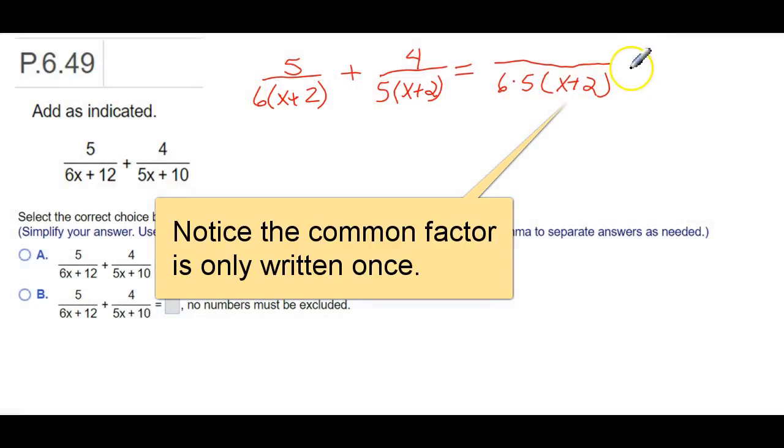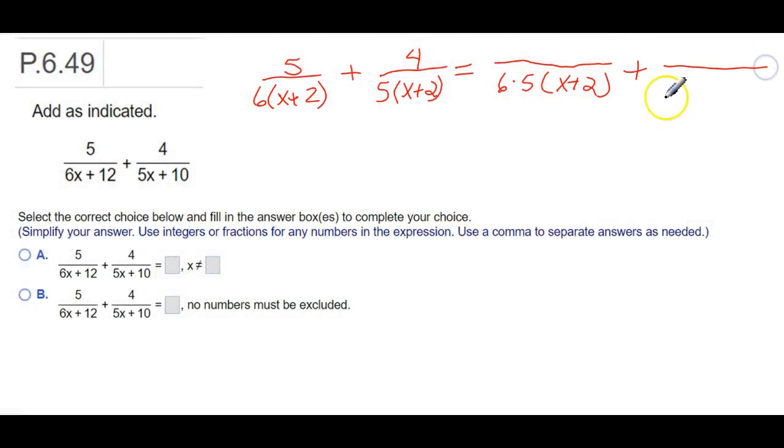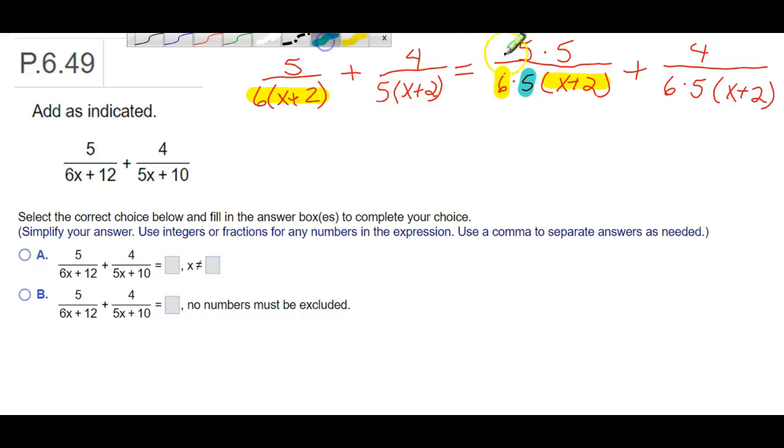And then I'm going to add, and the other fraction is going to have the same thing, 6, 5, and x plus 2. And then the 5 and the 4 were there to begin with, so I'm going to go ahead and put them in place. And then you ask yourself, what is different from what we had before to what we have now? Well, there's the 6, there's the x plus 2, so the 5 is different. That's the thing that wasn't there to begin with. So that means I need to multiply the old 5 that was there by this new 5 on the bottom.